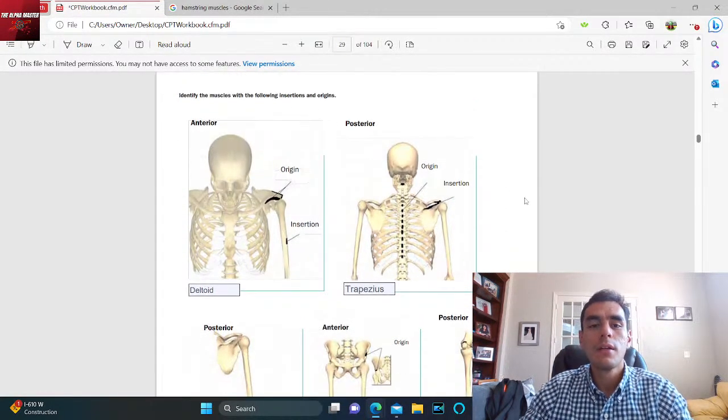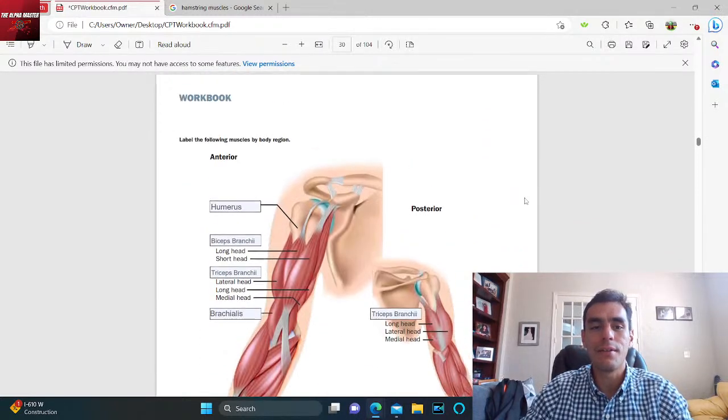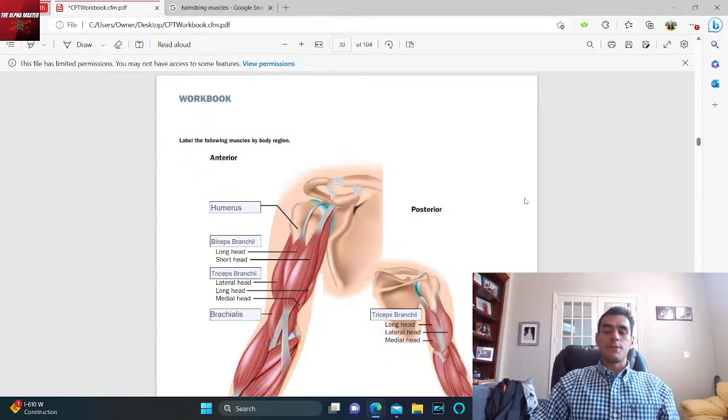But remember that the insertions and origins are not really going to be a part of the final exam. So all of this time was really to learn something new that is not even going to be in the final exam. But muscles by body region, this is important.